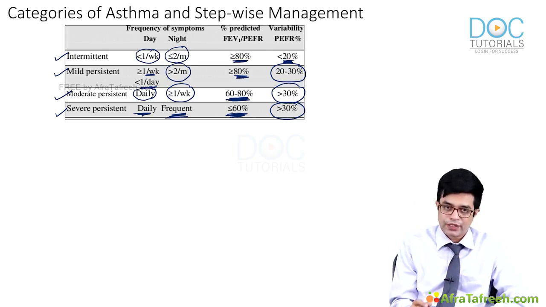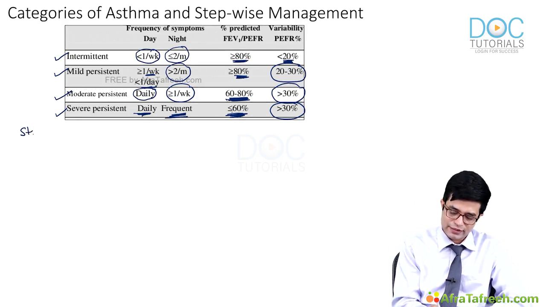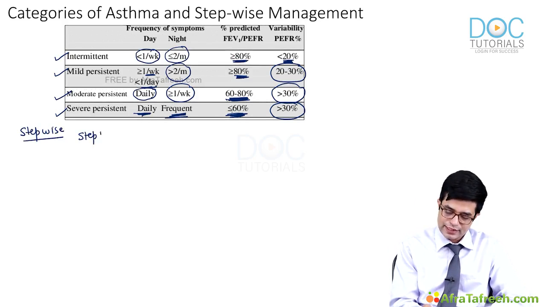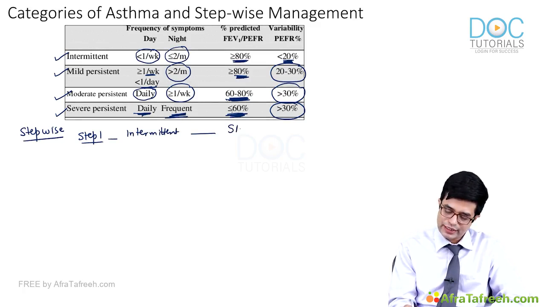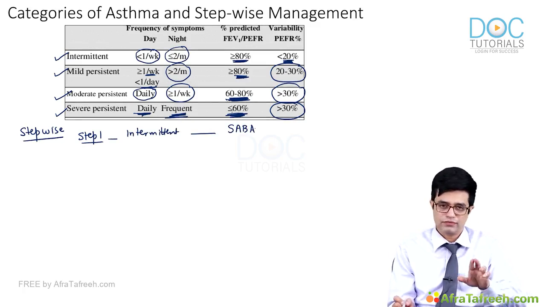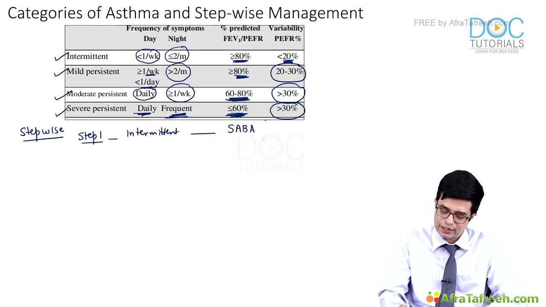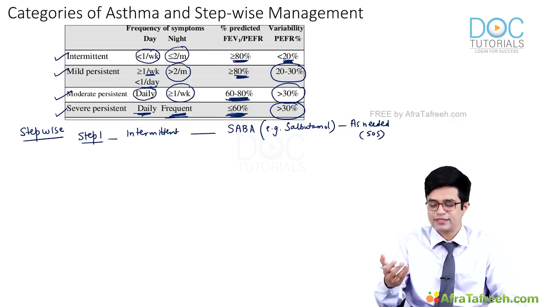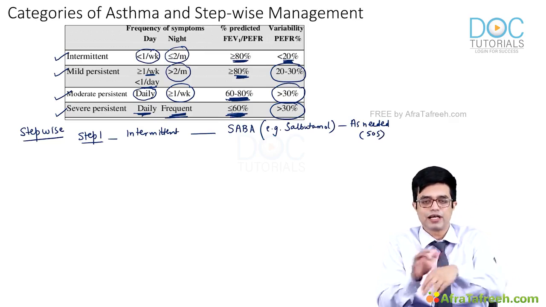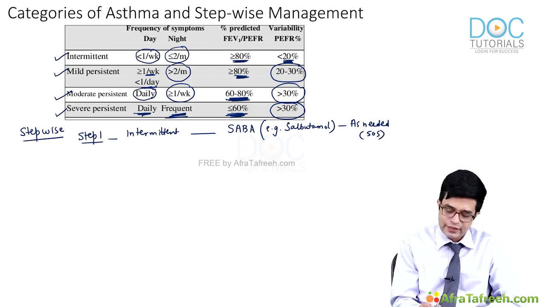How do we manage? The stepwise management of asthma in children. Step 1 is followed for intermittent asthma. Step 1 management comprises only a short acting beta agonist, for example salbutamol, as needed. In short, it is written as SOS, that is, as needed. Whenever there is an acute attack, you will give it. No daily medication needs to be given. Then you have step 2.